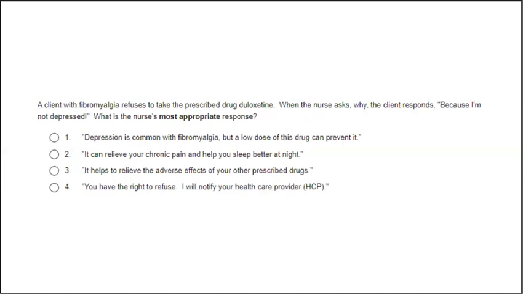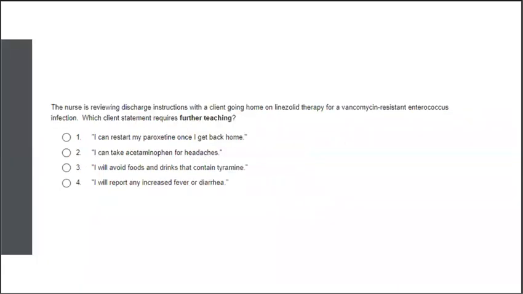A client with fibromyalgia refuses to take the prescribed drug duloxetine. When the nurse asks why, the client responds, because I'm not depressed. What is the nurse's most appropriate response? Well, we already talked about our duloxetine being a serotonin norepinephrine reuptake inhibitor. And we said it has both antidepressant and pain relieving effects. So number 2 would be our correct answer, because it can relieve your chronic pain and help you sleep better at night. Okay, so because of time, we might not be going through all of the options.